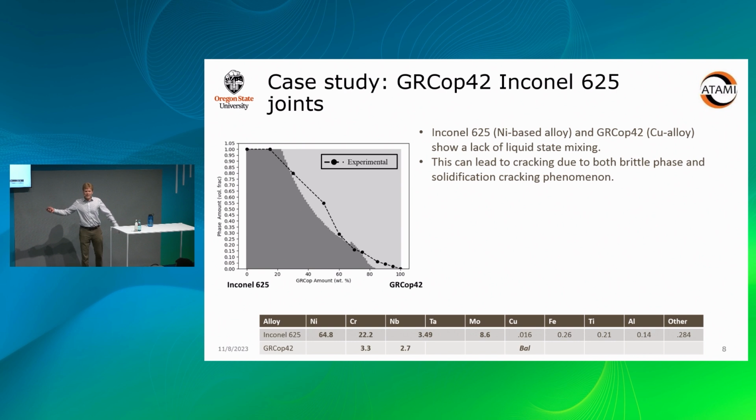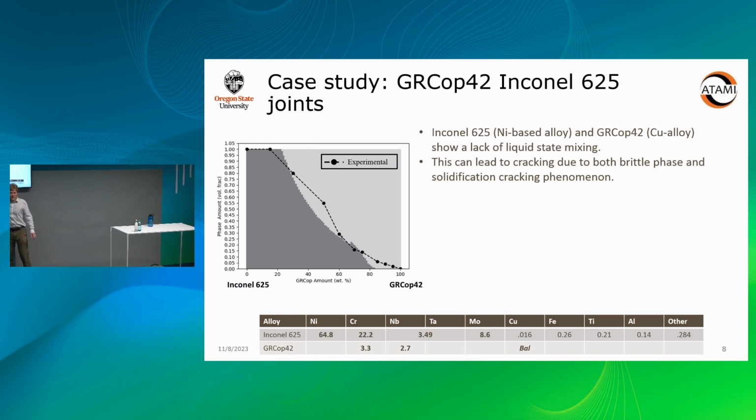So a case study on some of our work that we've done at Oregon State University: GRCOP 42, Inconel 625 joints. This is to highlight that yes, we talked about solidification cracking, and yes, we talked about brittle phase formation, but a lot of this can also be material system specific. We're talking about a system such as Inconel 625 and GRCOP 42, which are both alloys.